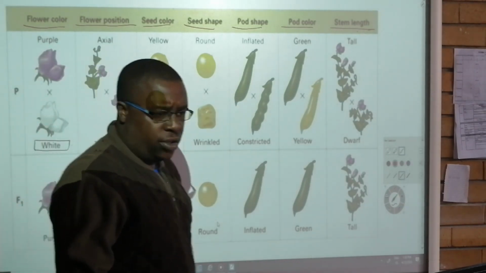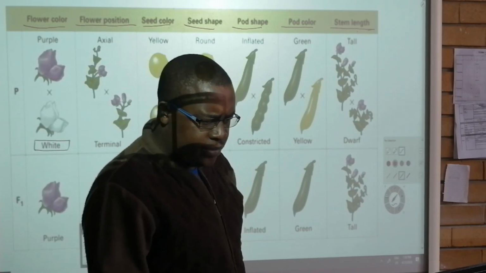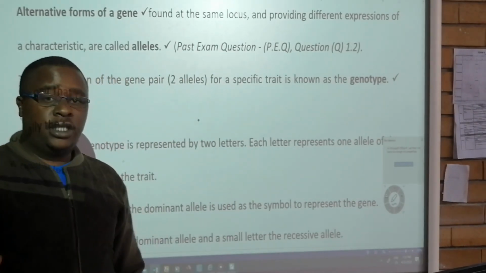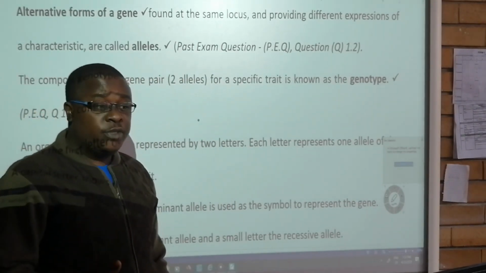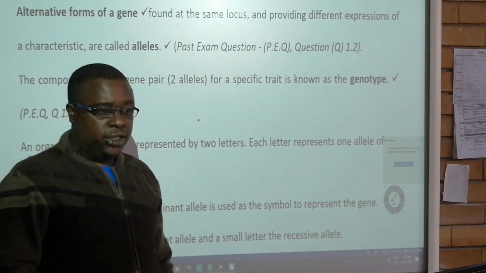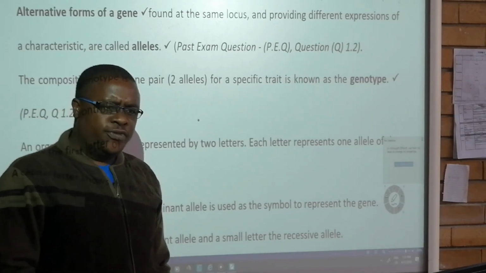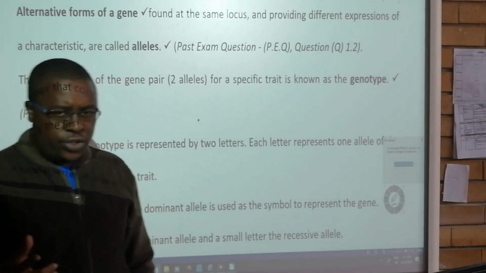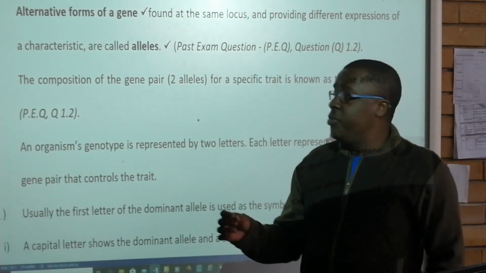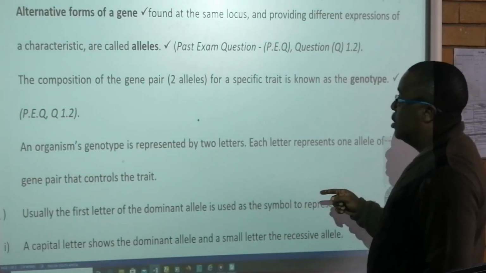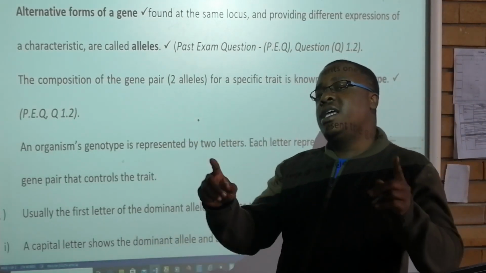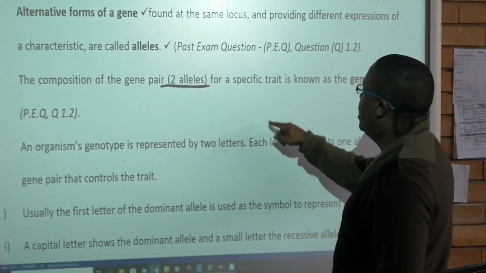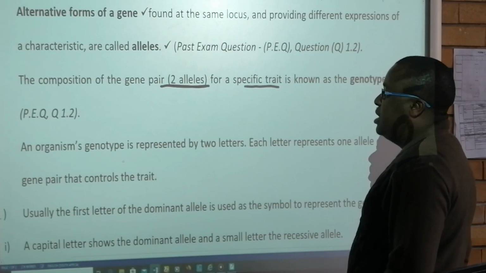And we looked at this yesterday. So alternative forms of a gene are found at the same locus. They provide different expressions of the same characteristic, called alleles. The composition of a gene pair, 2 alleles for a specific trait, is known as the genotype. You need to cram it. Let me repeat it. The composition of a gene pair, bear in mind that a gene pair has 2 alleles, for a specific trait is known as the genotype.